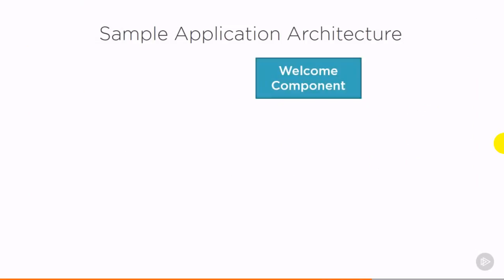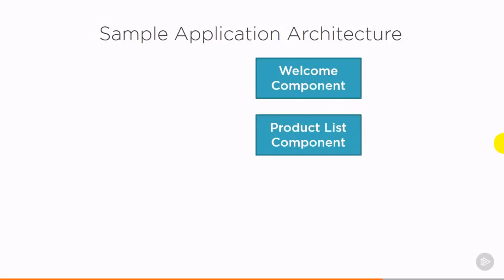For the Welcome page, we'll build a Welcome component. For the Product List page, we'll build a Product List component. Recall that we had a nice visual display of stars for our ratings. We want to reuse that feature, so we'll build a separate, nestable star component.